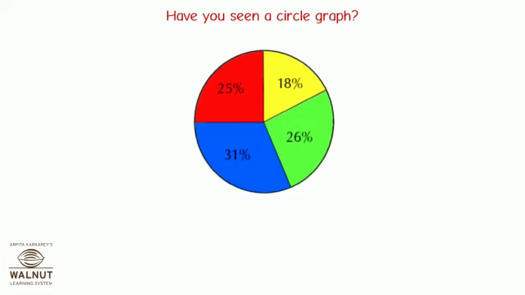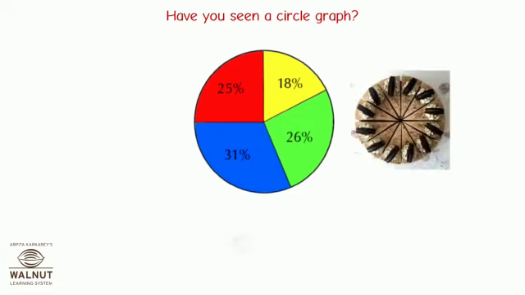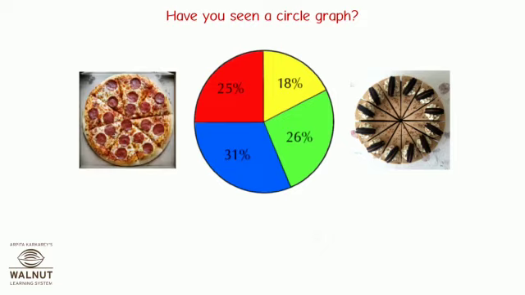Have you seen a circle graph? Yeah, it looks like a round cake with slices made from the center. One more example we can see as pizza. Now let's define pie chart.